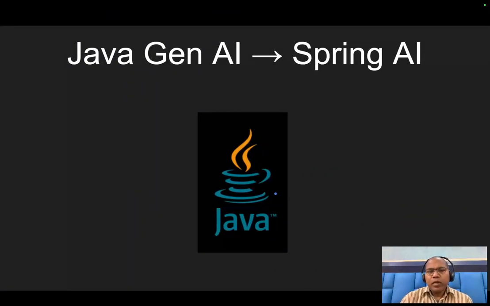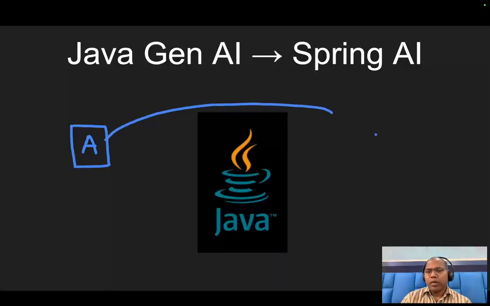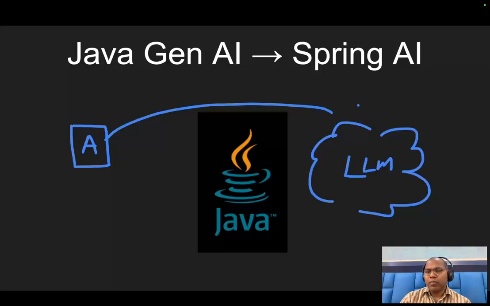When we build our applications, they invoke any cloud-based or local Gen AI model, any LLM model. Okay, then Gen AI model.